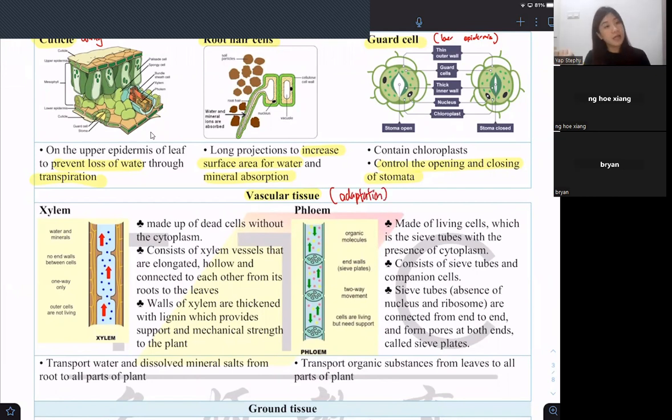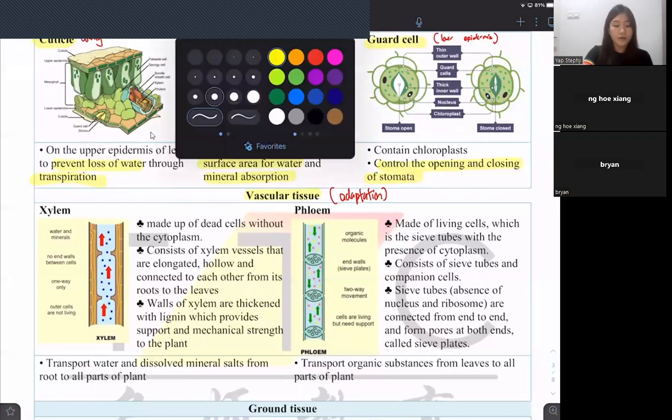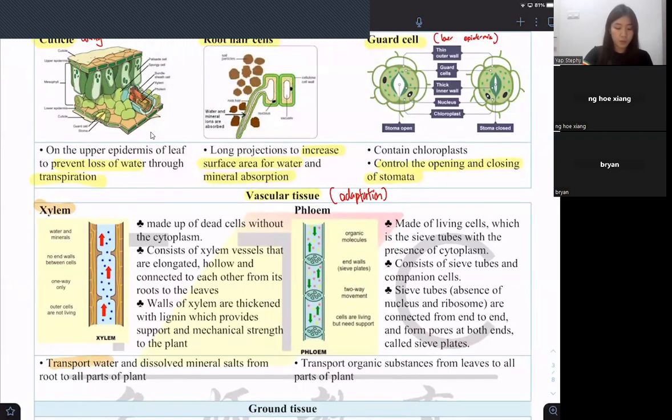What is the adaptation for the xylem and the phloem? What is the special characteristic there? Okay, so you can come to see. For the xylem, they help to transport the water and the mineral salt. But for the phloem, they transport the organic substance.